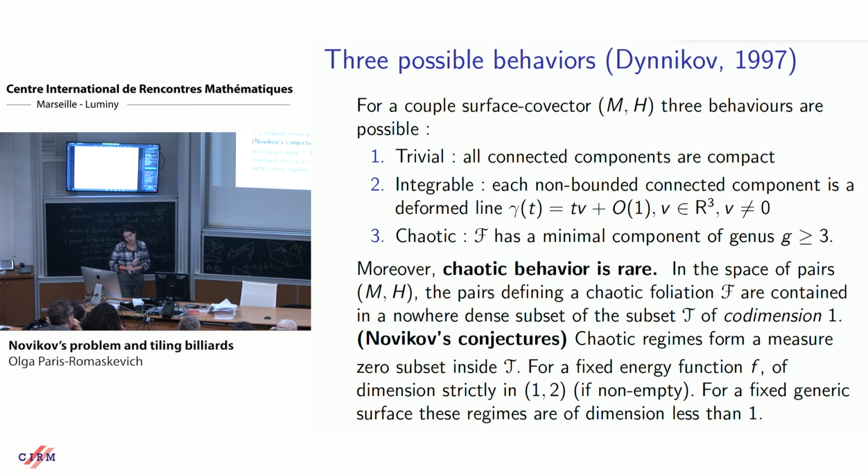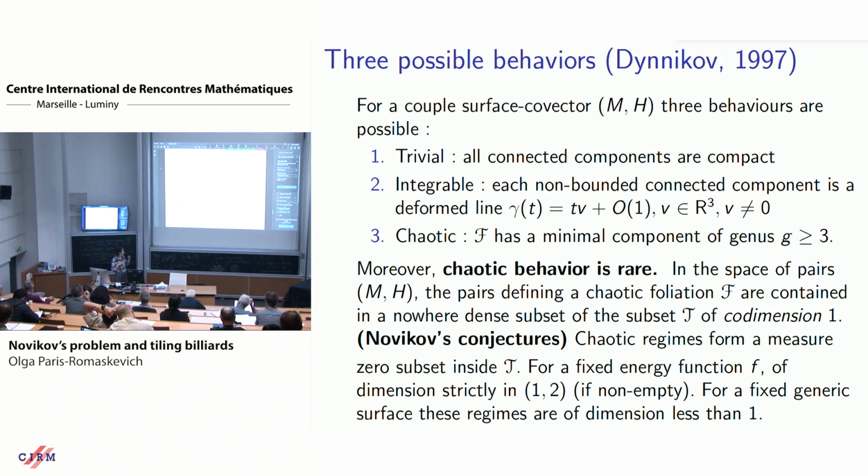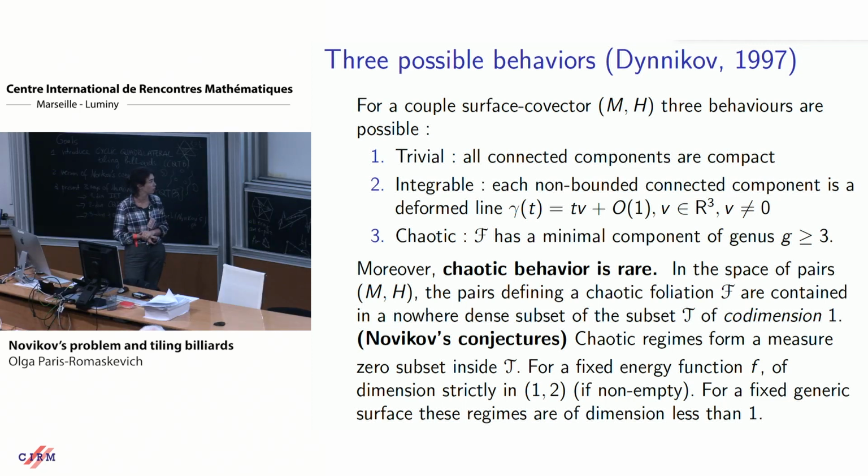Okay, but to formulate it differently, the pairs of surface and direction that define chaotic foliations are contained in some subset of codimension 1. And then Novikov has asked, what is the measure of this set of chaotic behaviors restricted to this subset of codimension 1? And there are many conjectures which come from this question, such that the measure of the subset inside this codimension 1 subset is 0, or some measuring of Hausdorff dimension.